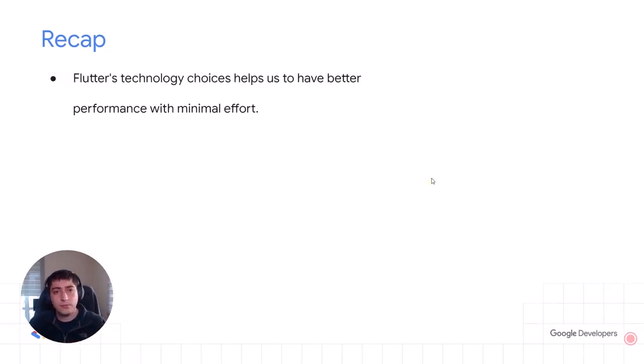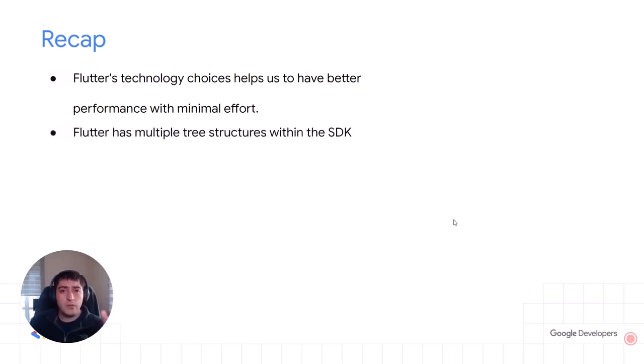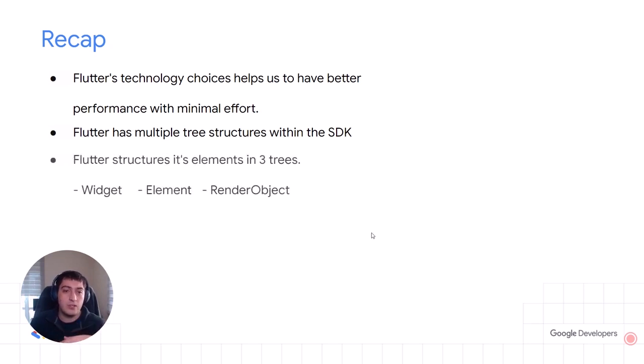So to recap, Flutter's technology choices help us have better performance with minimal effort. That is why we don't deal with all the stuff behind the scenes. We actually write widgets. Flutter has multiple tree structures within the SDK, as I said, and because of the tree structures it has an easy way to detect and make performance optimizations. The three trees that we have focused on today were the widget tree, the element tree, and the render object tree.